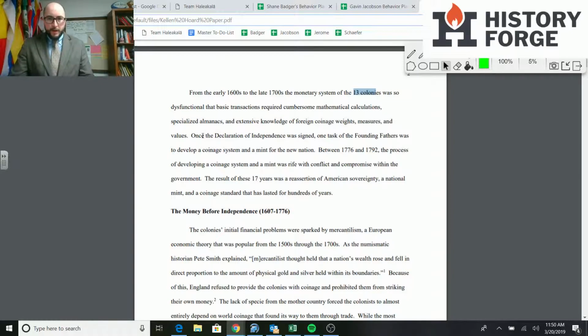All right, so going on, right here, it says once the Declaration of Independence was signed, one task of the Founding Fathers was to develop a coinage system and a mint for the new nation. So this sentence is telling me more about what the conflict is.